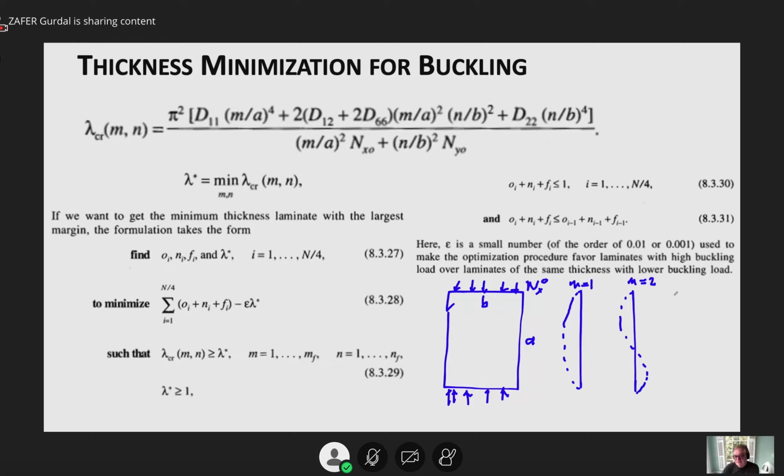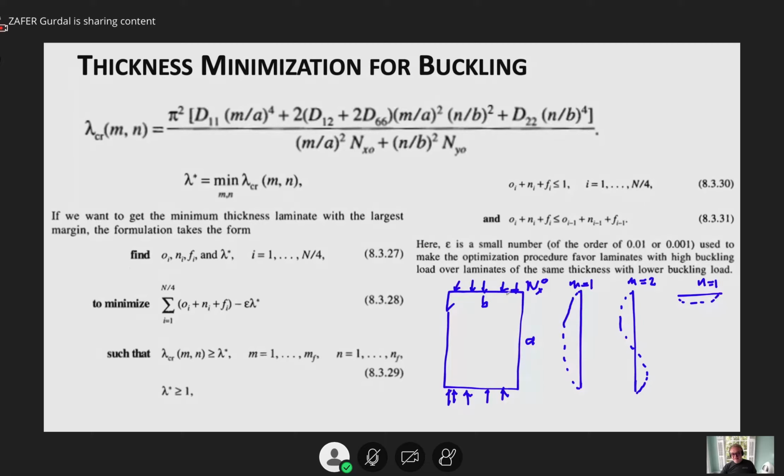And transverse to the length, if I look at the top view of this laminate from the top, that will give you N. So this is A, this is B, and this is N equals 1. Depending on the aspect ratio, as well as the values of D11 through D66, it is not known beforehand what M and N values will give us the lowest eigenvalue for this problem, the lowest buckling load, which is the critical load in terms of M and N.